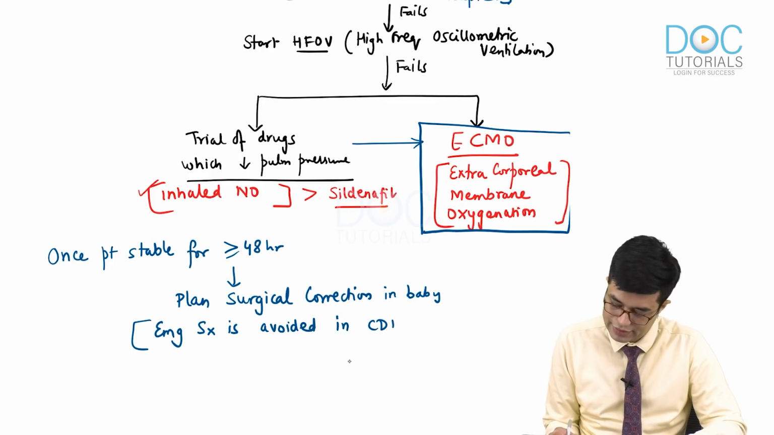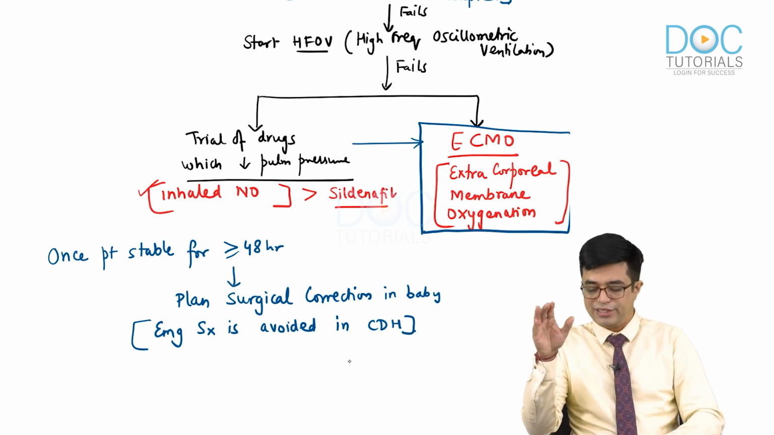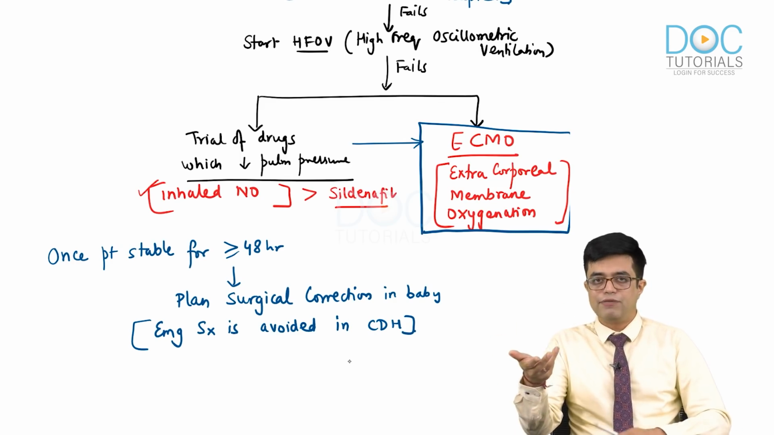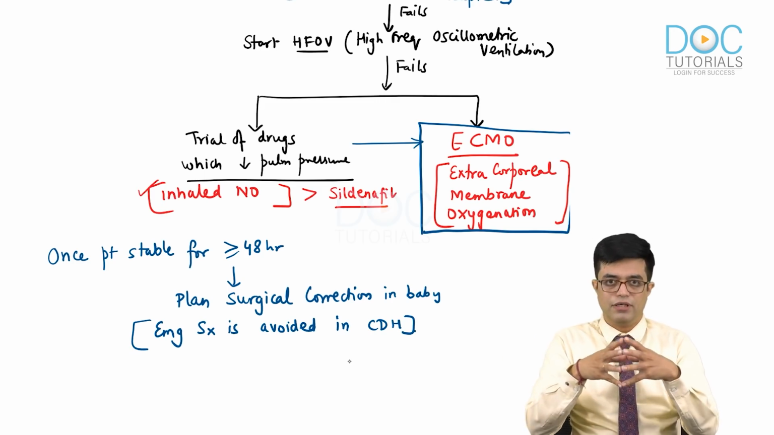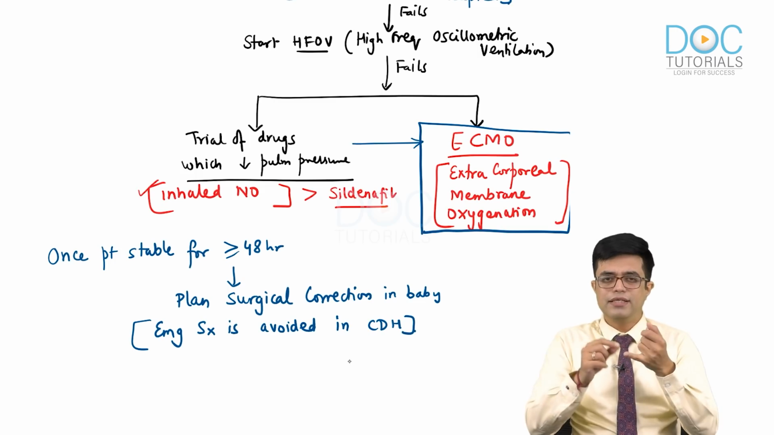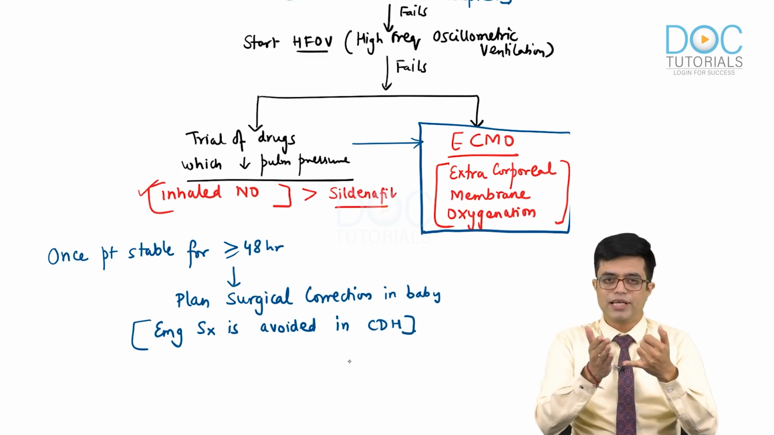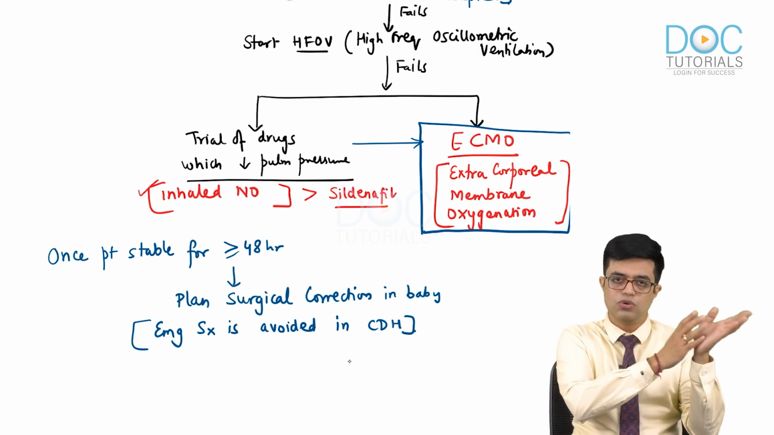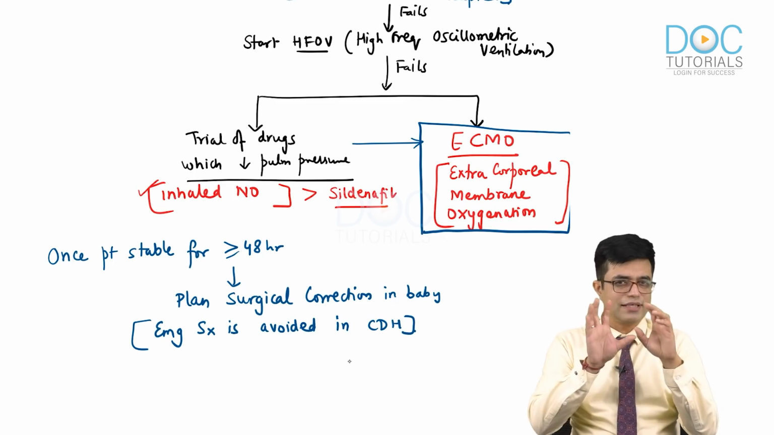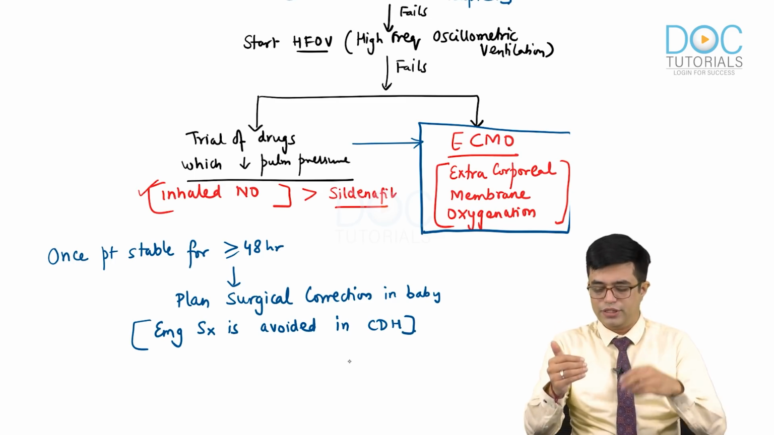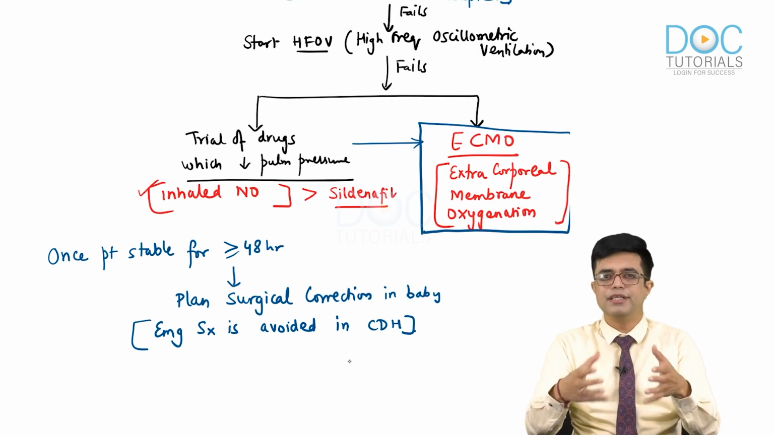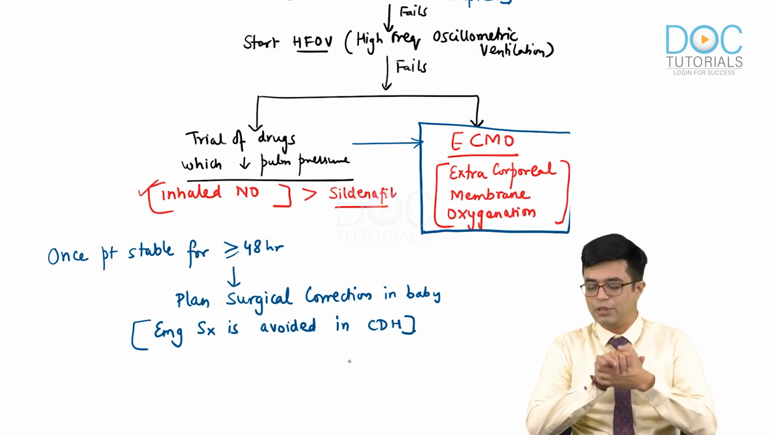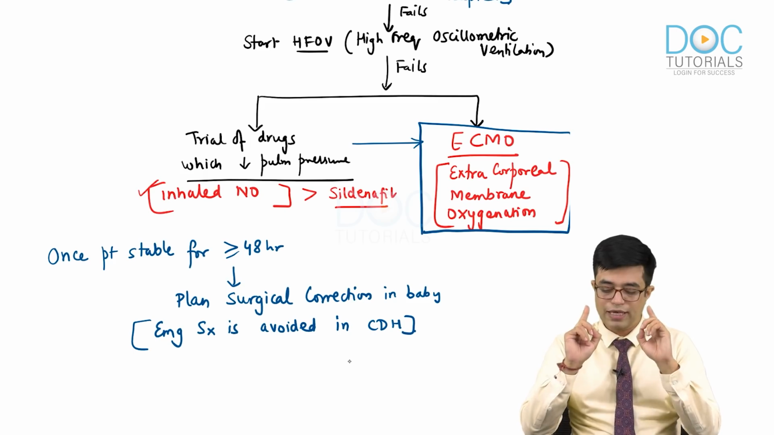So when the patient is stable for more than 48 hours, the patient is on conventional ventilation, FiO2 levels are less than 50% and the ventilatory settings are less, you plan surgical correction. Normally, a crude way is, if you are able to taper an ECMO patient back to normal ventilation, that is the right time you can do surgery. Normally, second week of life we do surgery because it takes some days for these patients to be stabilized. But there is no role of emergency surgery.